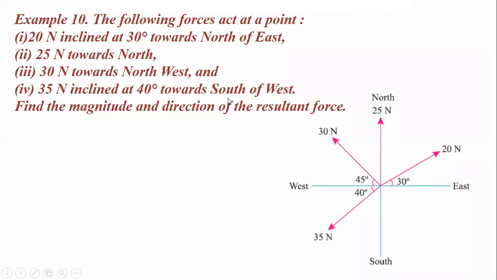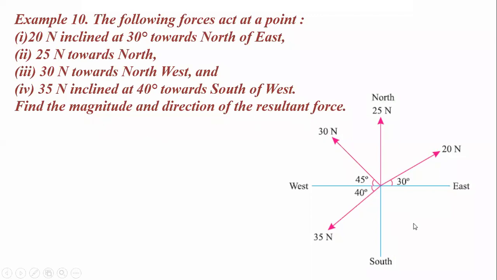If the angle is not mentioned and it is said that the force passes through the northwest, it means it is passing through the center. As we know, the angle between two axes is 90 degrees and half of that is 45 degrees. Then the 35 Newton force is inclined at 40 degrees south of west. Now we have to find the magnitude and direction of the resultant.